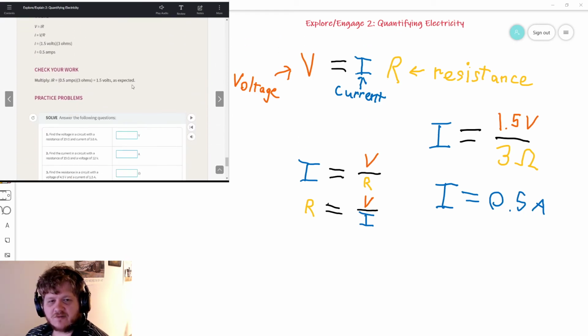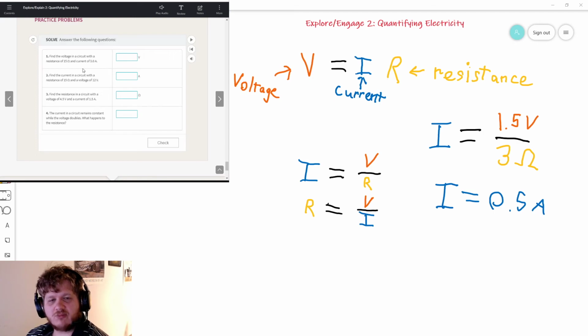In the rest of the problems, there are 4 more that you're going to do. In the first 3 you're finding actual numbers, and in number 4 you're doing an analysis where you double the voltage and the current stays the same. What has to happen to the resistance in order for that to occur? It's looking a little deeper into how these equations work. And that is all for lesson 2.